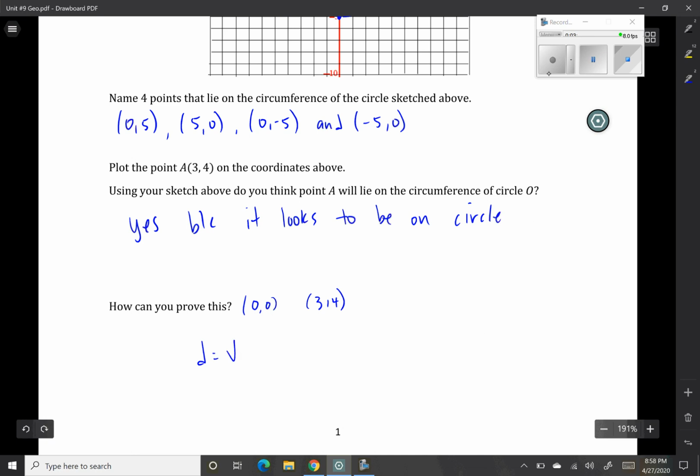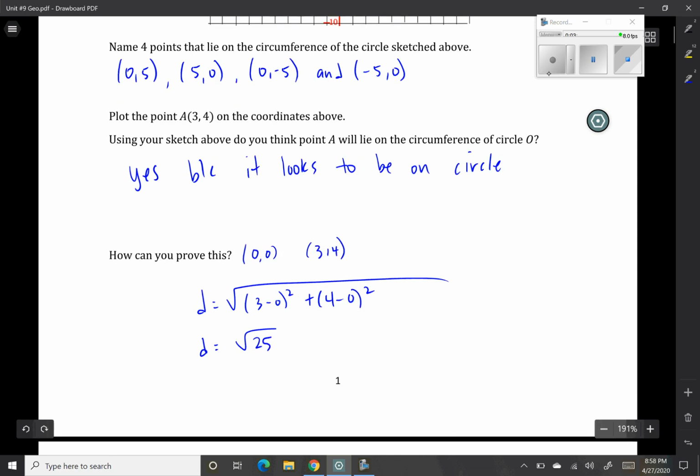So the distance formula says to take the square root of the difference of the x values squared and the difference of the y values squared. So if we do some quick calculating in our calculator, 3 minus 0 squared plus 4 minus 0 squared, well, that comes out to be 25. And we all know that the square root of 25 is just 5, so we can say, yes, point A is on the circle, because OA equals 5. And we know that the radius of a circle is going to have to be 5 because that's the radius that they told us.